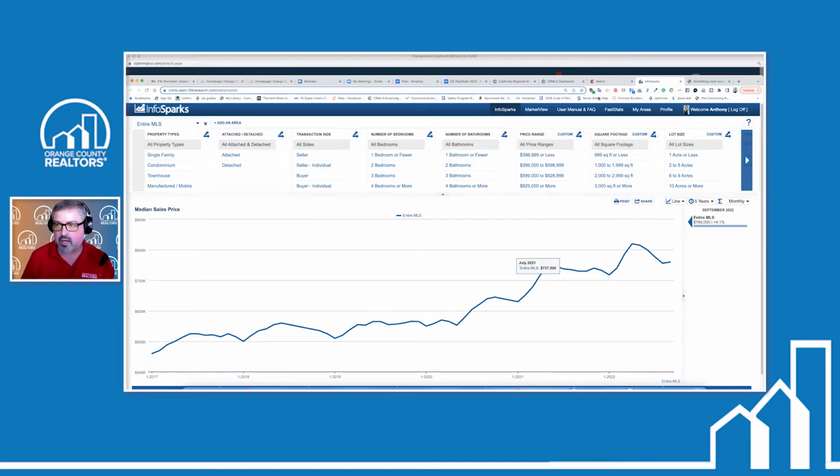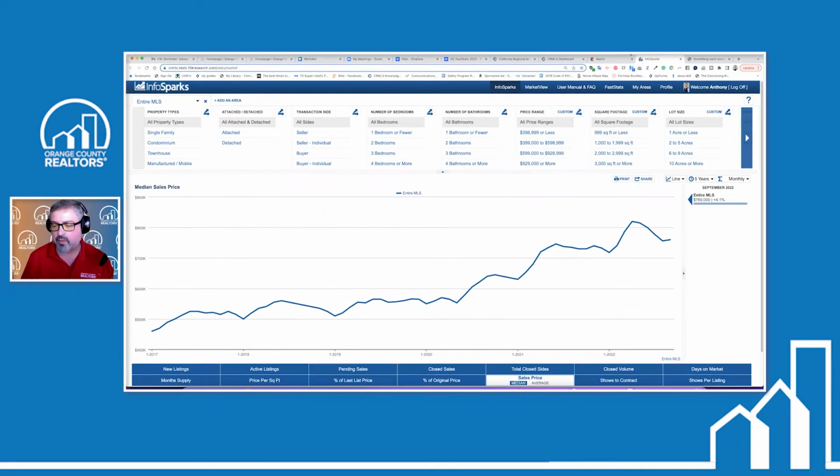And we're going to see here down below, and let me see if I can raise this a little bit for everybody to see, that the stat that we're looking at is the median sales price. And we see here, off to the right of the screen, that the median sales price in the entire MLS is $760,000 in the month of September of 2022, which is up 4.1% compared to a year ago.